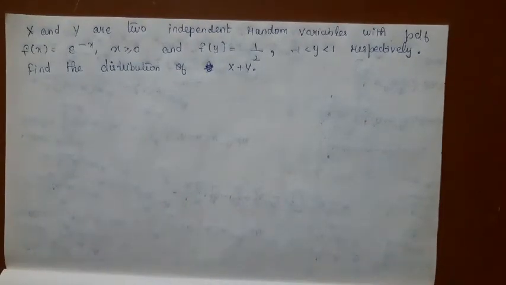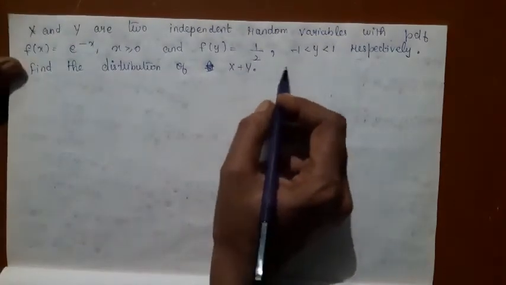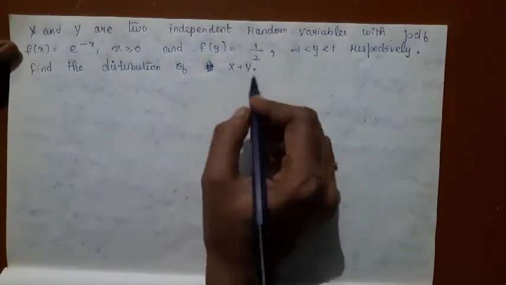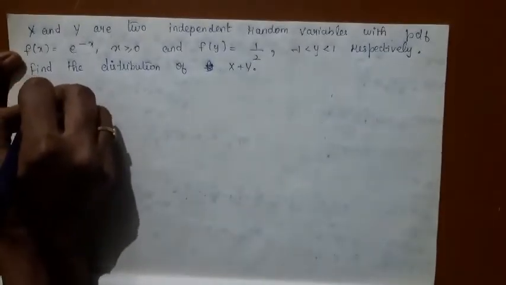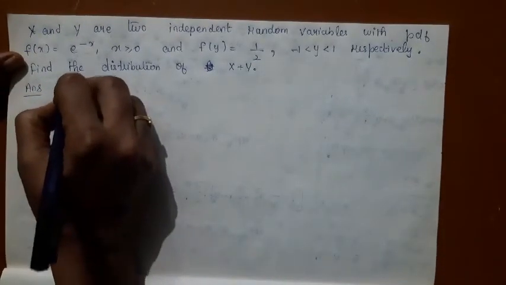Let us consider this problem. X and Y are two independent random variables with the probability density function f(x) = e^(-x). X is an exponential variate and Y is a uniform variate. Now we should find the distribution of X plus Y. We are going to use transformation of random variables.